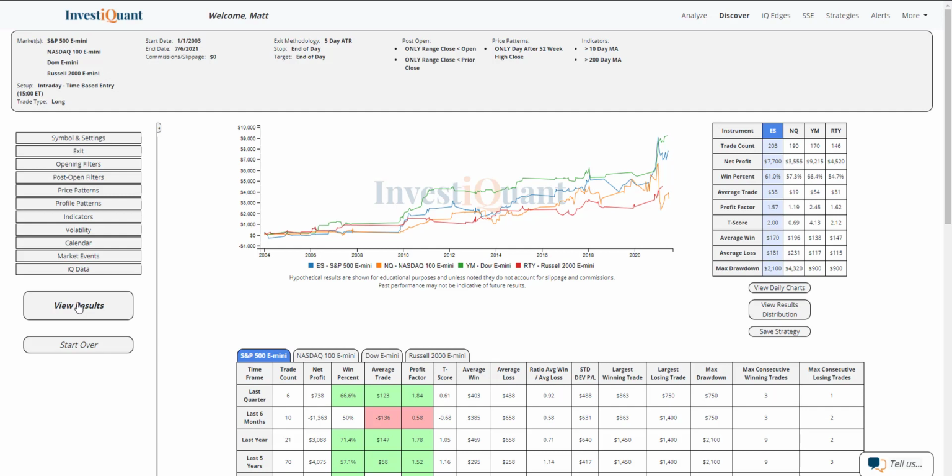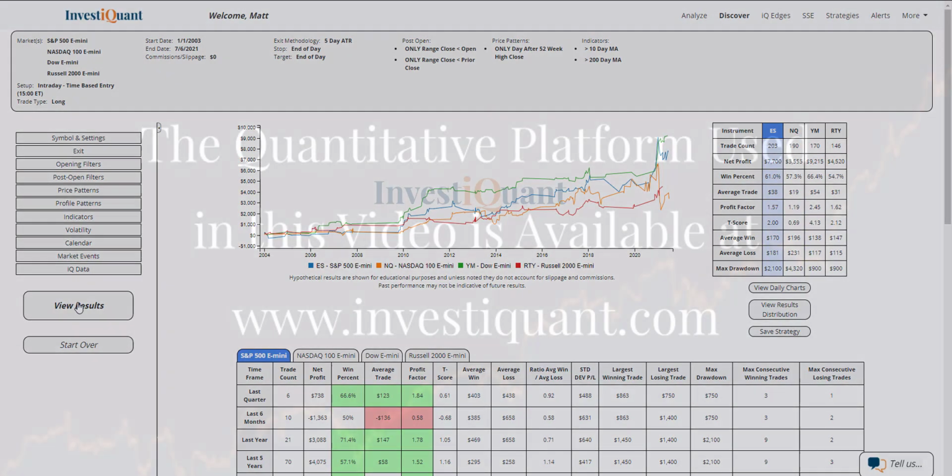If we look at the average win and average loss, they're pretty similar in size for the S&P. Now for the NASDAQ, the average loss has been larger than the average win. And then for the Dow and the Russell, the average win has been a little bit larger than the average loss. So not a huge difference in any of these. They are fairly close in size, but a couple of them have been a little bit larger for the Dow and the Russell. The Dow is the most bullish of the group here with the best win rate, and it has an average win that is larger than the average loss.